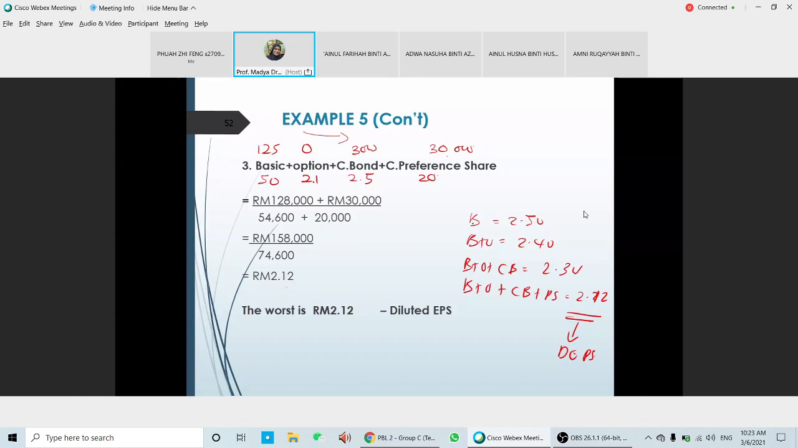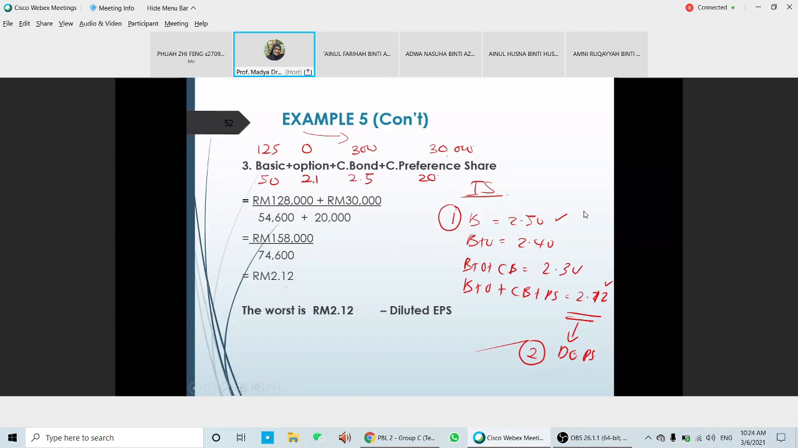So once you present in your income statement, the first one is the basic earnings per share, and then the second one is the diluted earnings per share. So this figure, the lowest figure, is going to be your diluted earnings per share. Okay, so that one is example 5. Example 5 is simple because we assume that all the POS are converted to ordinary shares.